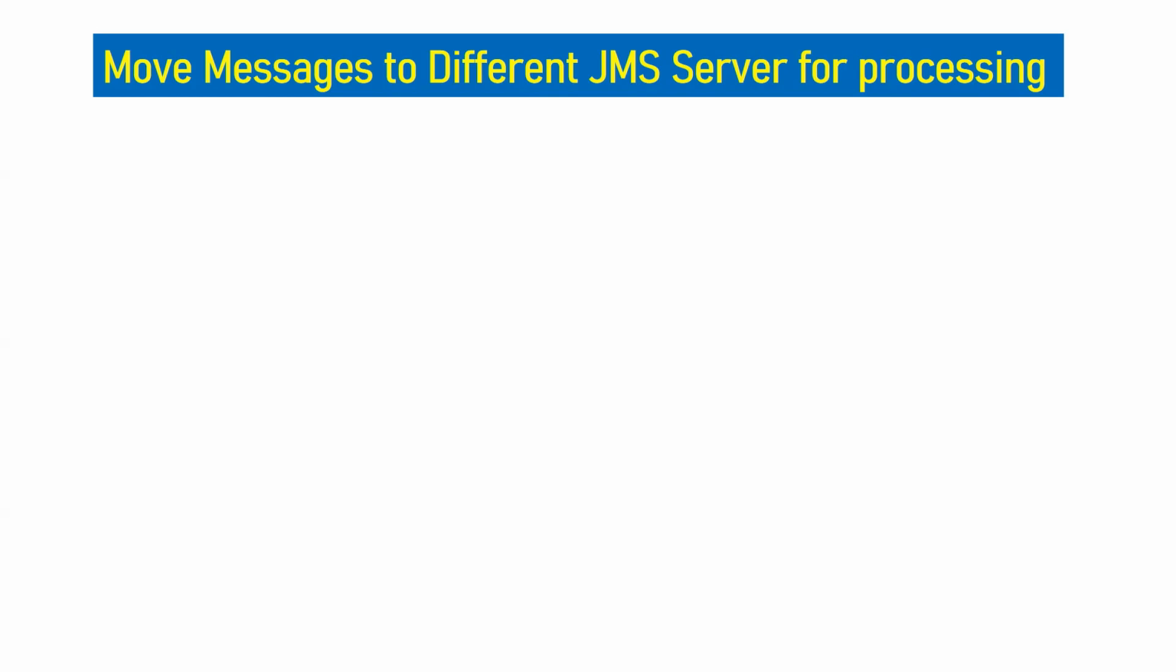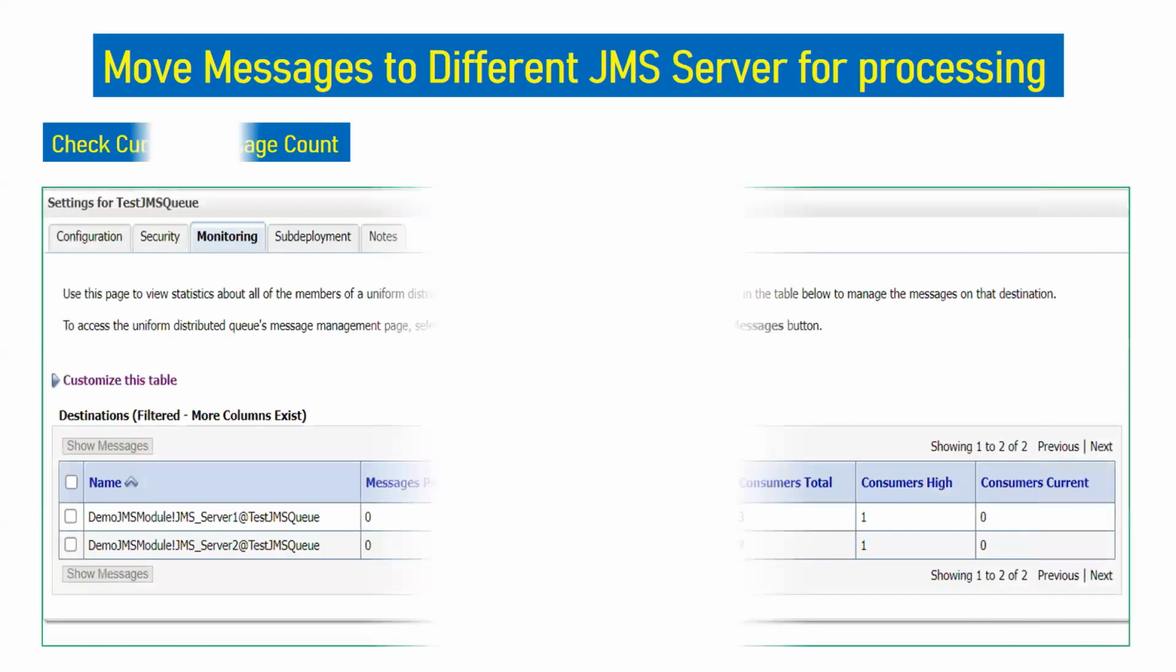That means all of the messages that are stored in your JMS server 1 will be accessible from that particular managed server. And if that particular managed server gets crashed, then you want to process the messages which are there in JMS server 1, maybe from JMS server 2. So in that case, you can move all the messages which are there in JMS server 1 to JMS server 2, because 2 is working fine. So the messages will get processed from JMS server 2.